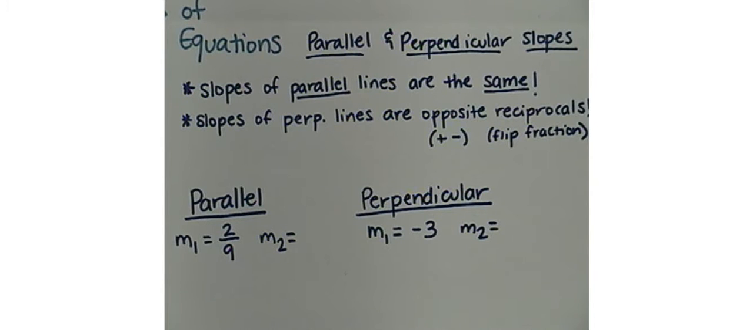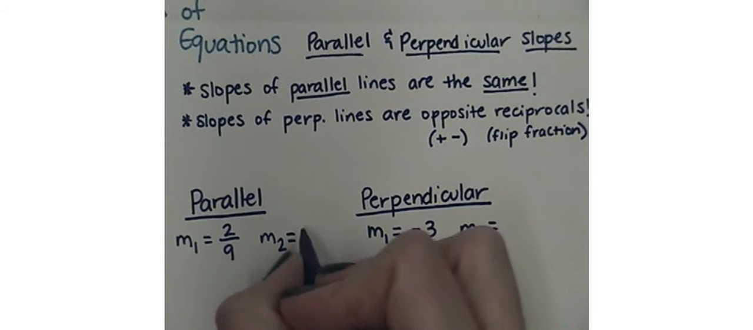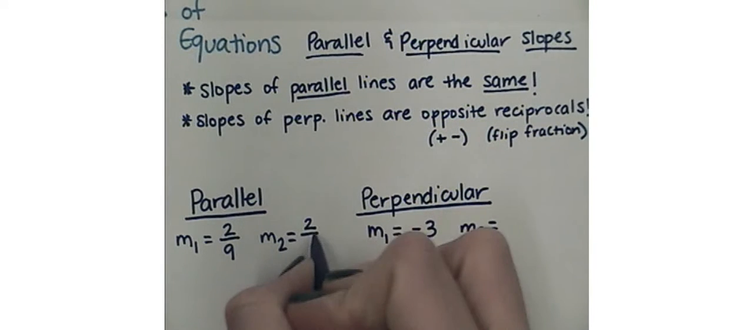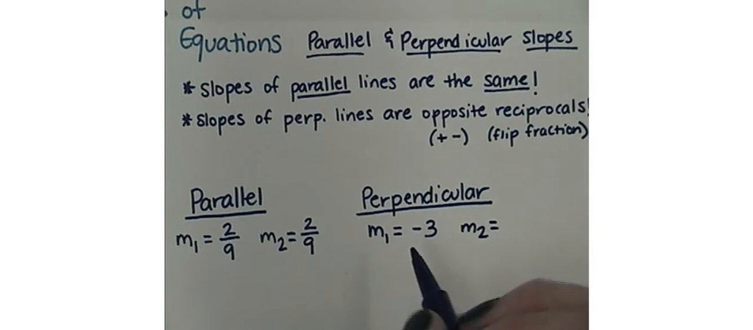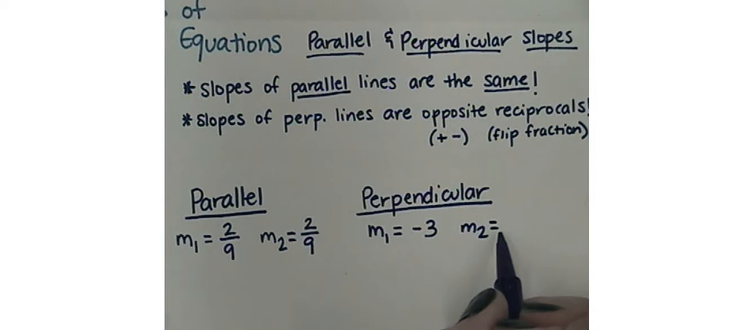So the first one is parallel, so it's going to be exactly the same. So 2 over 9. The second one is perpendicular. So we need opposite reciprocals. So if this one is negative, this one has to be positive.